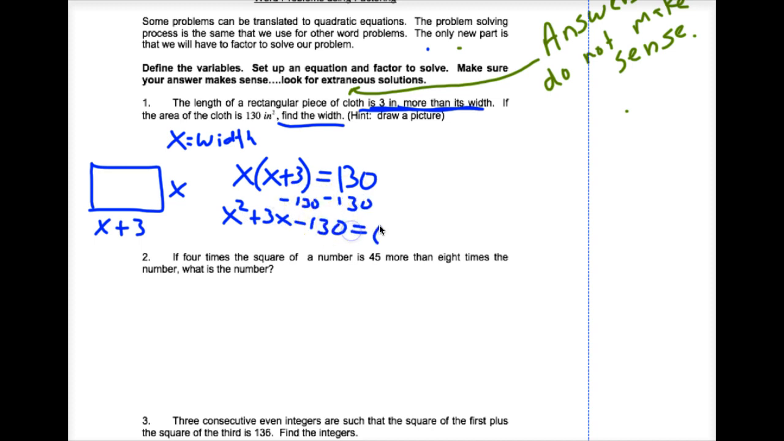Minus 130 equals 0. You have to get it equaling 0, because we're going to use it. What's that property called? You guys remember? Zero product property. Everybody say it. Zero product property. That's what you want to use. Okay, let's factor this thing.